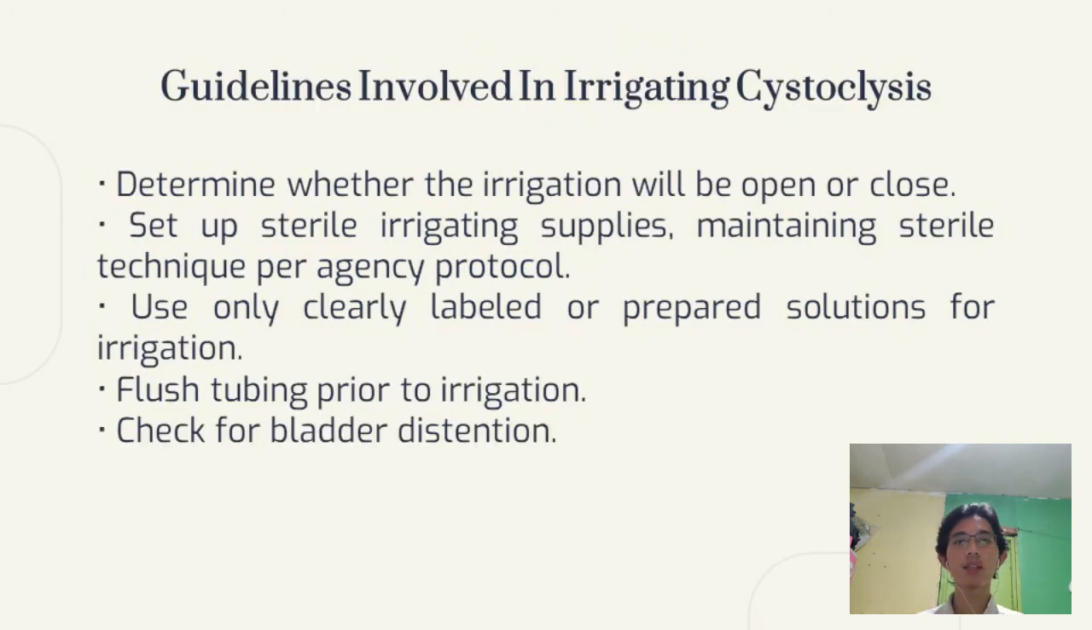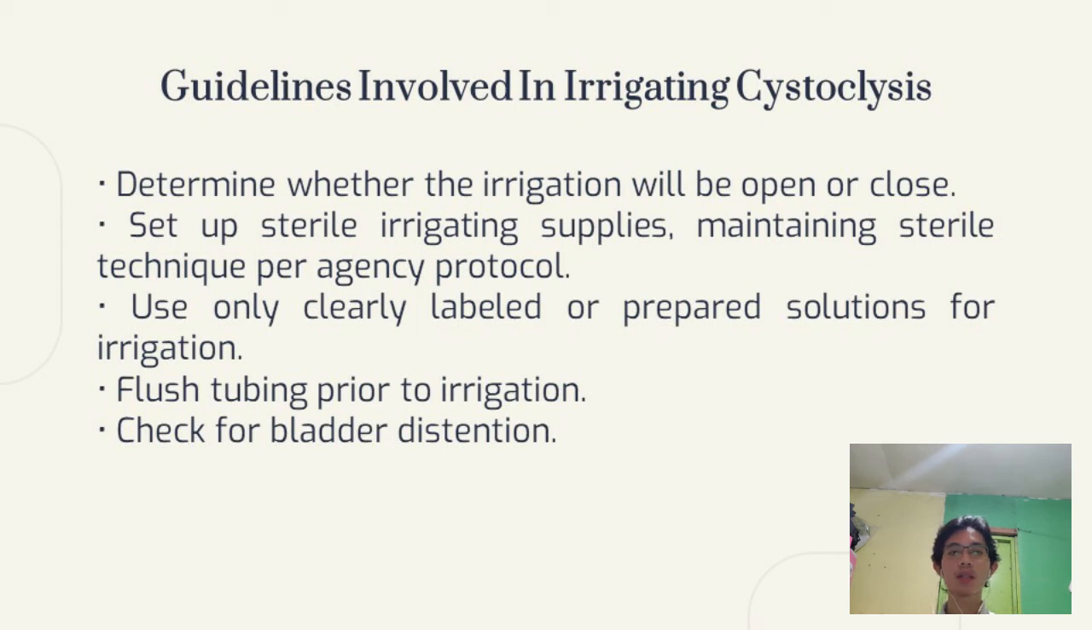Next are the guidelines involved in irrigating cystoclysis. First is to determine whether the irrigation will be open or closed. There are two types of irrigating cystoclysis: the open and closed irrigation system. Also, a physician's order is required to perform this operation. The order should include the type of solution to be used, the rate of the irrigation, and whether the irrigation should be continuous or intermittent.